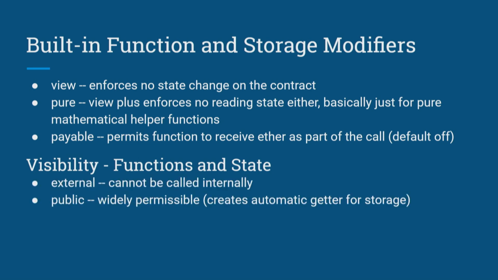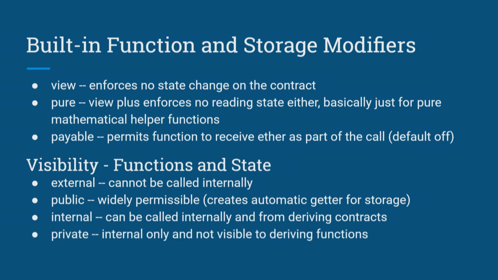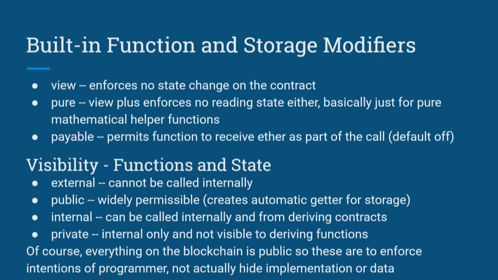We have standard visibility stuff: public, internal, private. Should look pretty familiar. But of course, this is a blockchain, everything is public, so private means only so much.